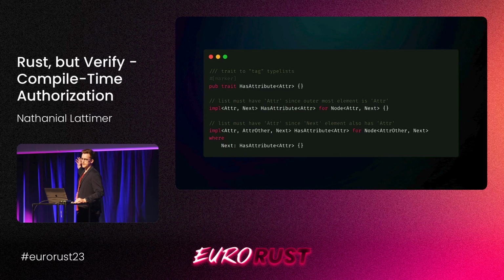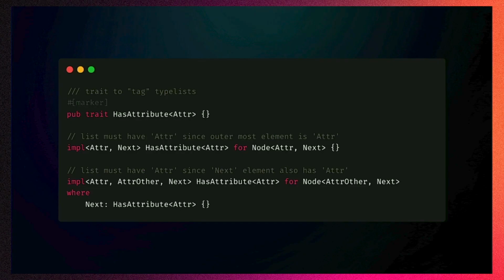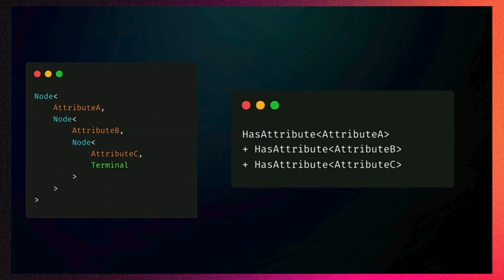So here's that same trait implemented from earlier, and note the only difference is that we just added the marker annotation on top. Simple. Awesome. Now that type list from our previous example implements the following traits. And now that we've been able to tag our type list with these traits, we can talk about the contents of our type list within trait bounds.